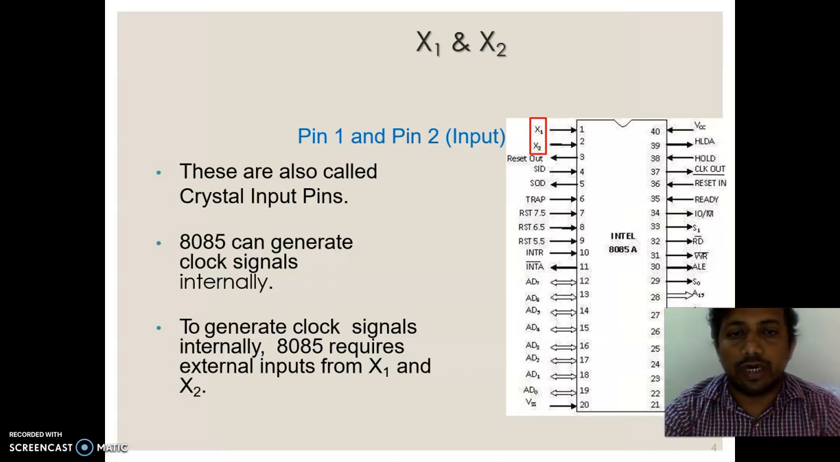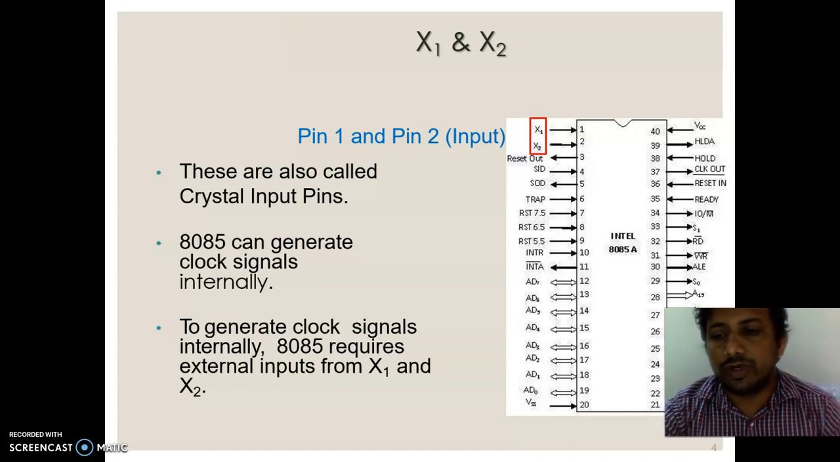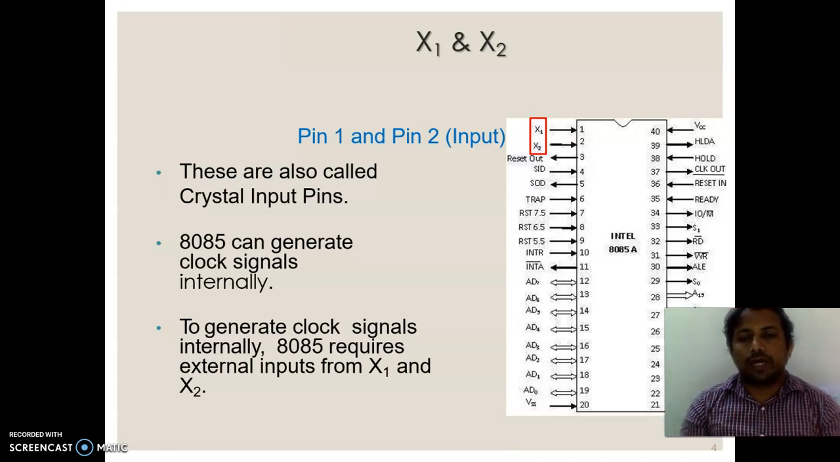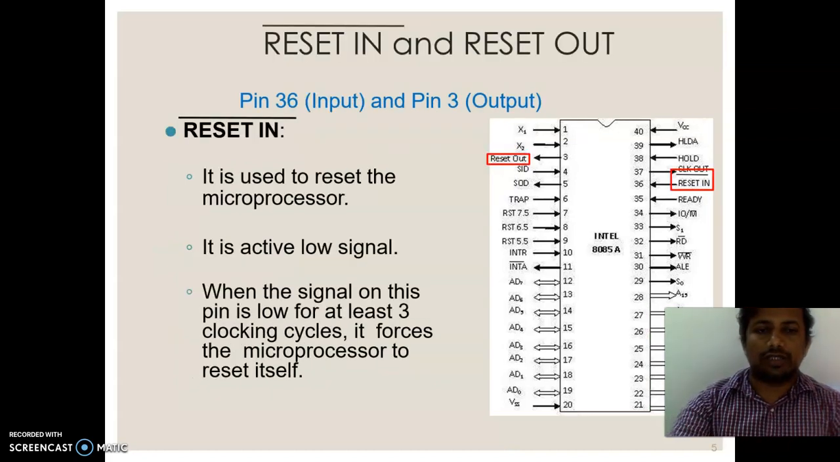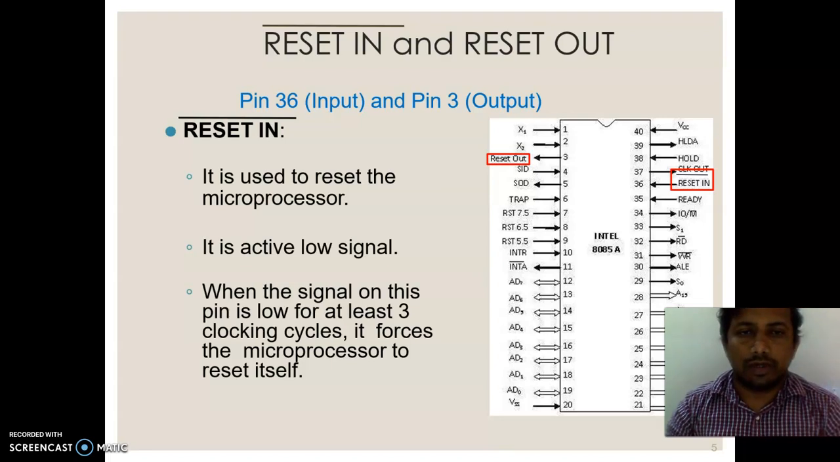Coming to the first one, pin number 1 and pin number 2 are the pins used for giving the clock to your microprocessor. The 8085 microprocessor clock is provided through these two pins, pin number 1 and pin number 2. And next, coming to pin number 3 and 36.